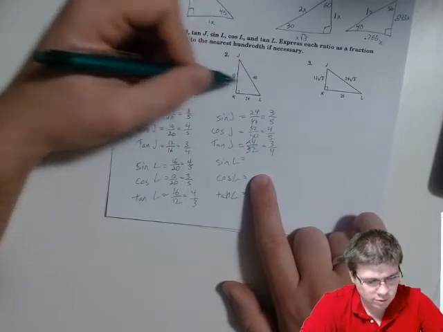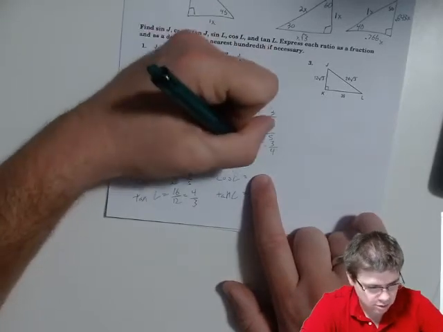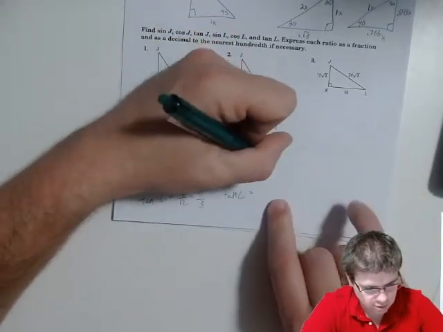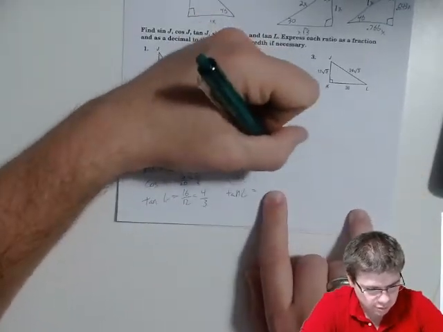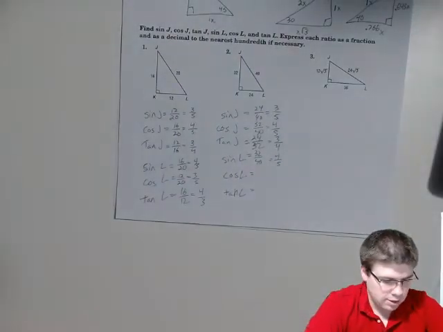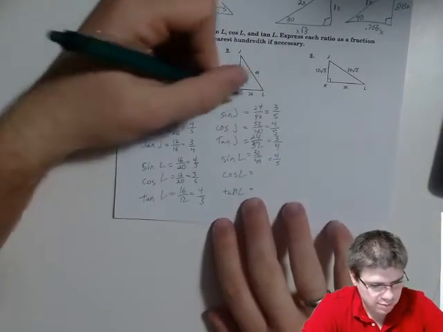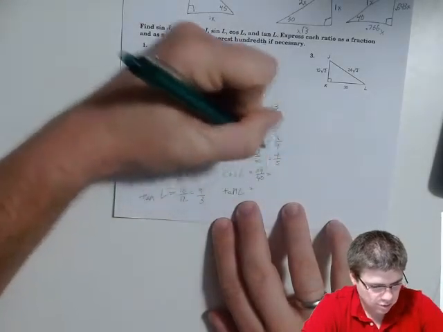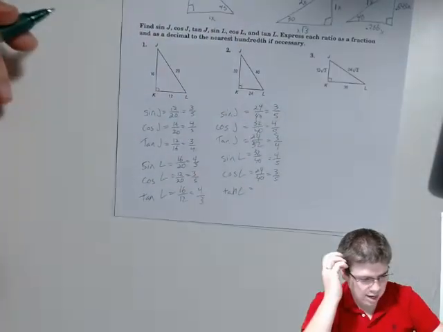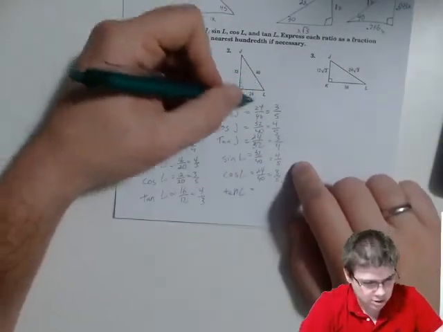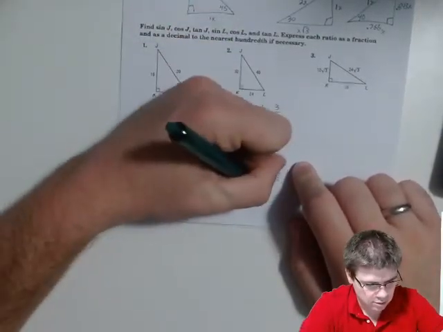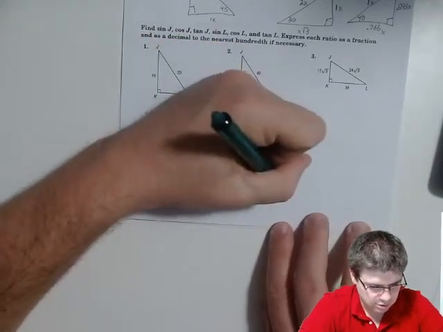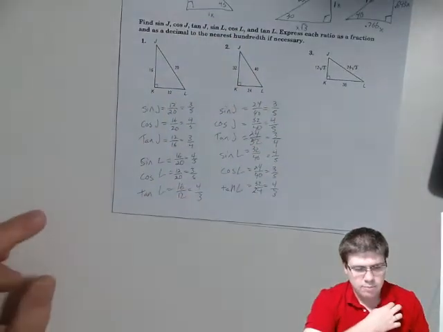Sine would be 32 over 40, opposite over hypotenuse, 32 over 40, which is going to match the cosine of the other angle, 4/5. Cosine of L is going to be adjacent over hypotenuse, 24 over 40, which is going to reduce nicely to 3/5. And then tangent is going to be 32, opposite over adjacent, 32 over 24, which is going to reduce to 4/3, matching that one.